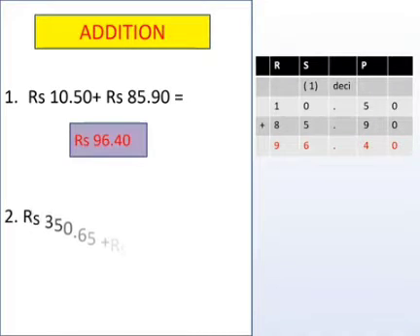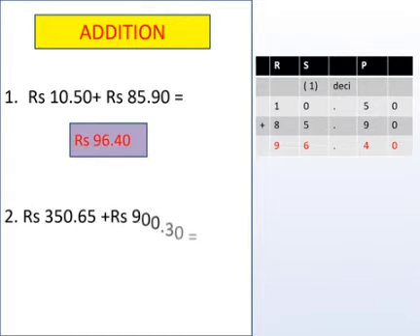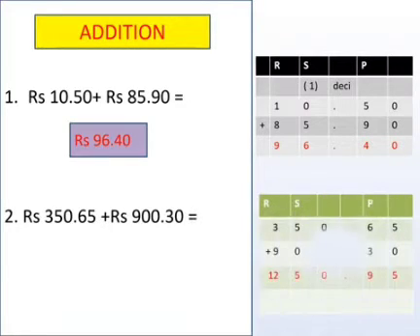Let us move on to the second sum now. The second sum is, we have to add 350 rupees 65 paise and 900 rupees 30 paise. In the same way, rupees and paise are separated. I have kept the decimal point in between. So 350 rupees 65 paise, and below that you should put the plus sign, and 900 rupees 30 paise. So let us add.